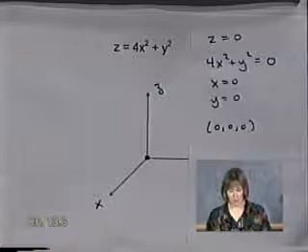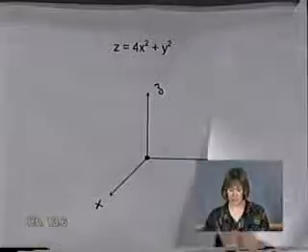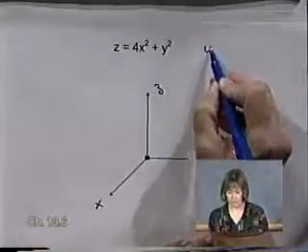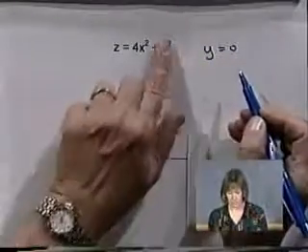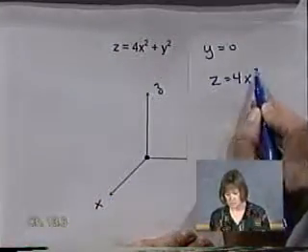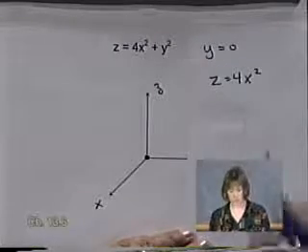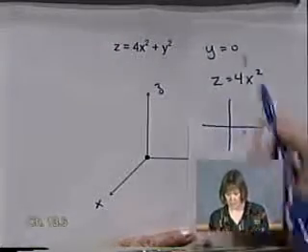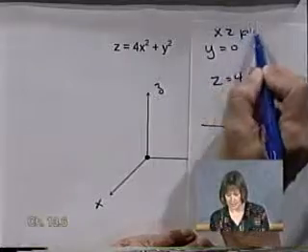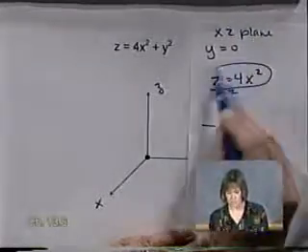Okay? Now why don't we try the xz plane? Why don't we let y be 0? If I let y be 0, I'm in the xz plane, I get z equals 4x squared. What's that a graph of? Z equals 4x squared. We're doing this in the xz plane. What does the graph z equals 4x squared look like?